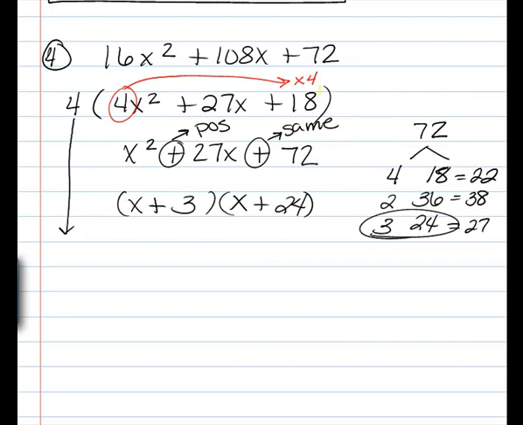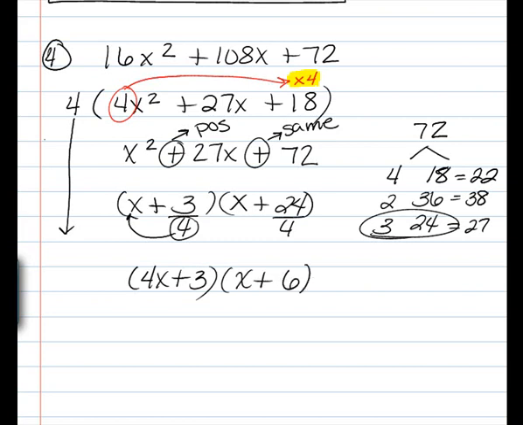Now remember, we started by multiplying by 4, so we've got to divide by 4. And right here, we can't reduce that, so we're going to bring the bottoms up, and we have 4x plus 3. And on the second one, we can reduce that. That's x plus 6. And remember, we had a 4 that we brought out at the very beginning that I need to write down. And there's my final answer.